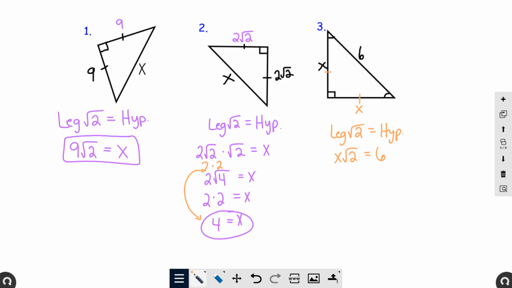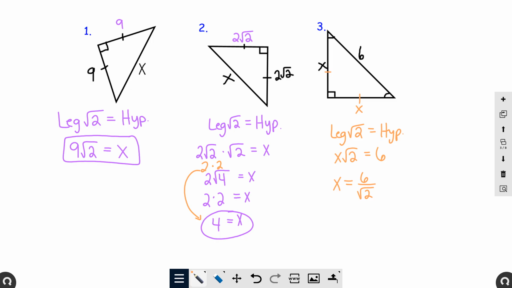Now, when we have the hypotenuse, we need to solve for x, the leg. How are we going to do that? Divide by the square root of 2. Yep, so x equals 6 over the square root of 2.